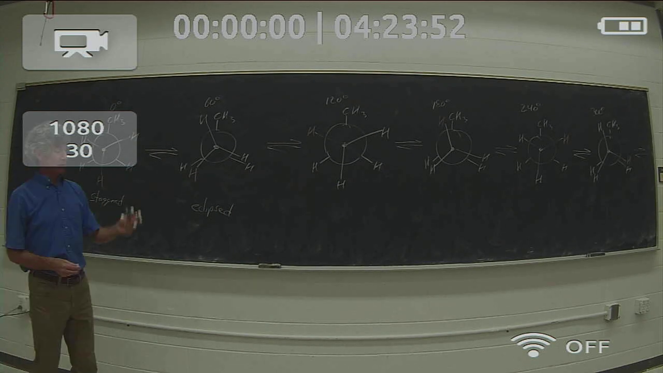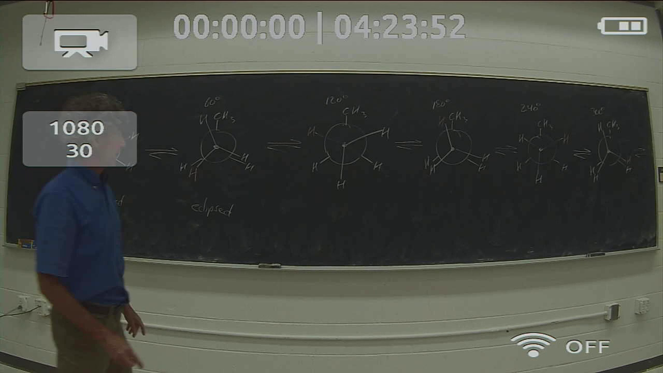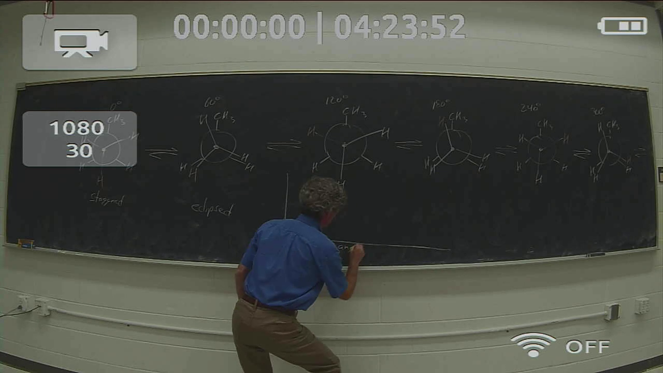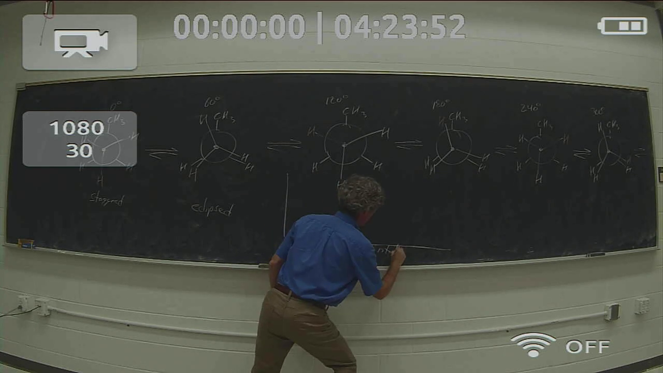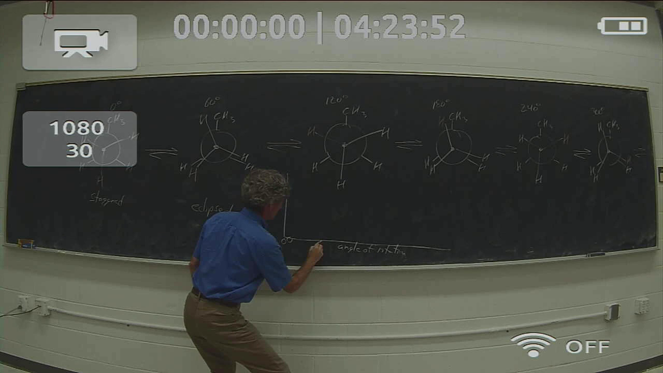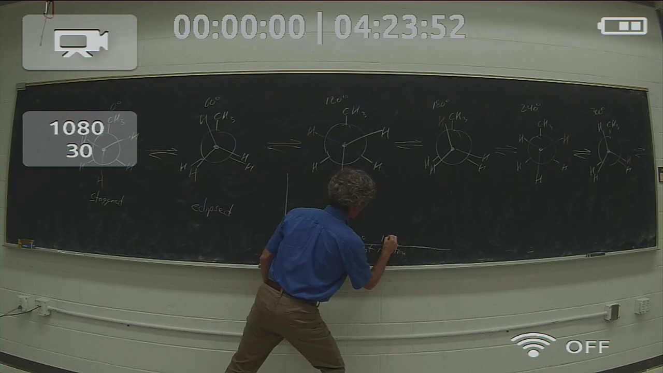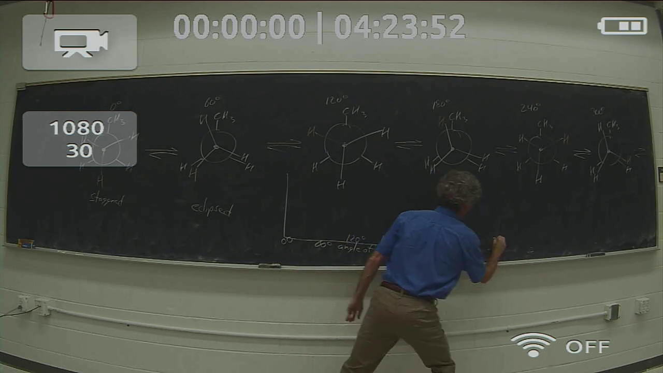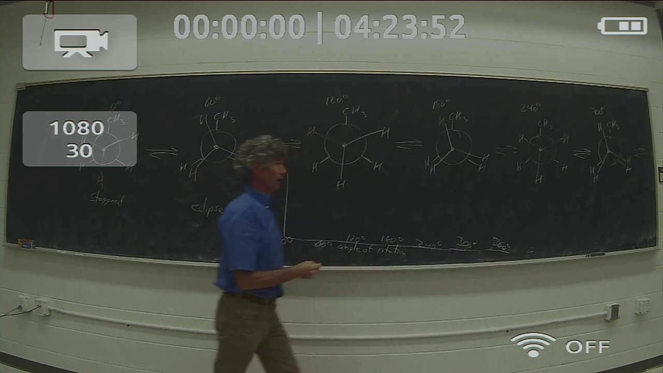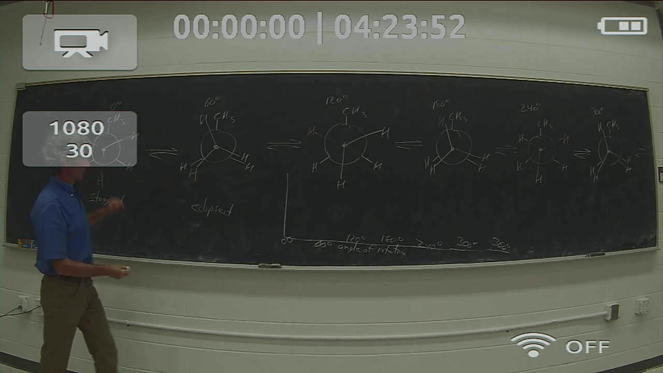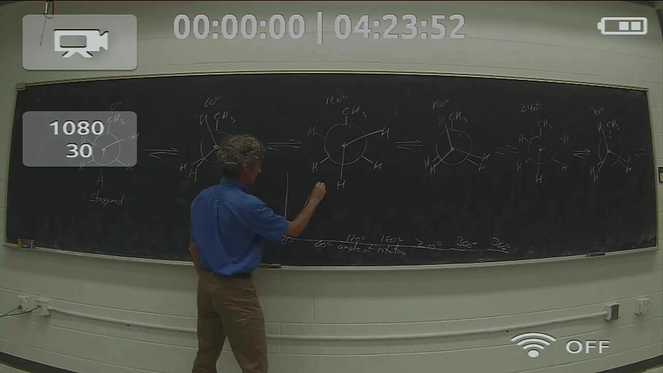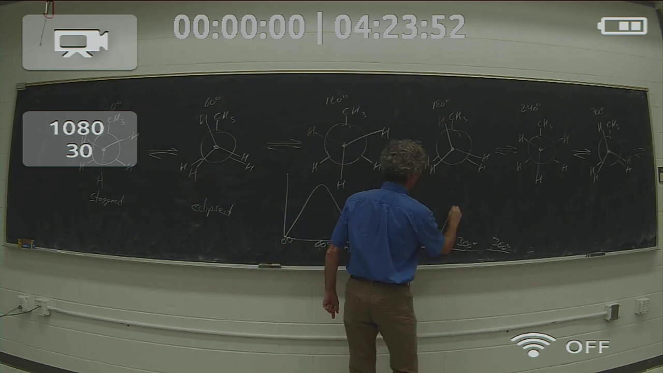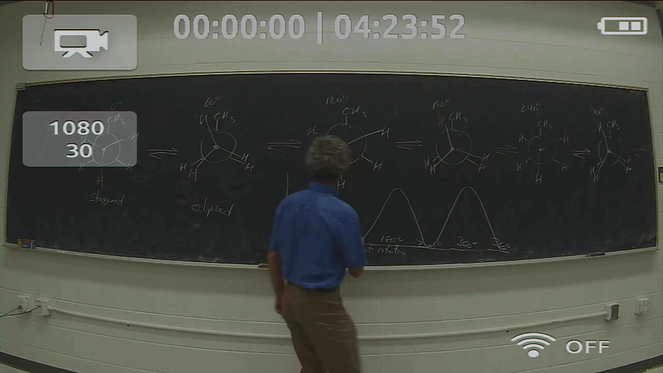We can put this on an energy diagram, and the energy diagram will actually look very similar to the energy diagram that you saw for ethane, right? We'll start with a low energy, we'll go up in energy at 60, back down at 120, up at 180, back down at 240, up at 300, back down at 360.